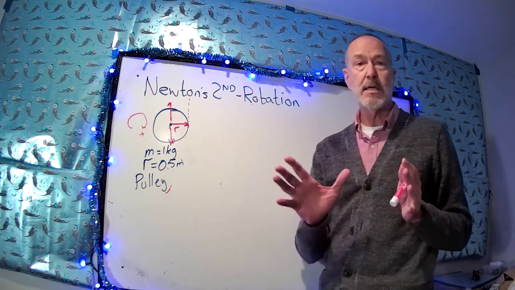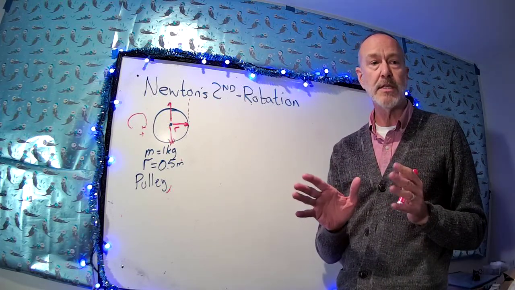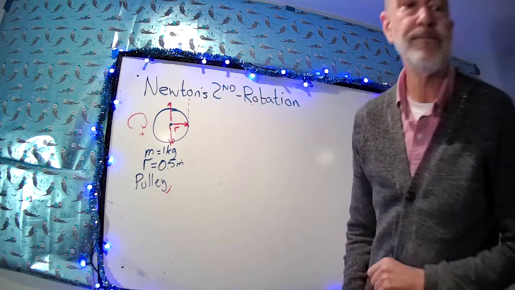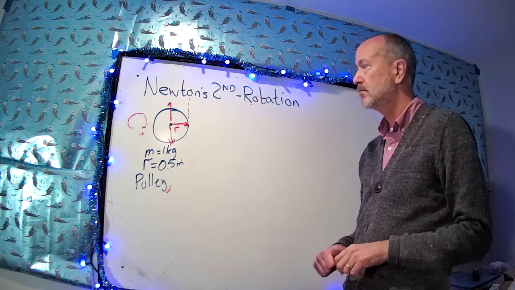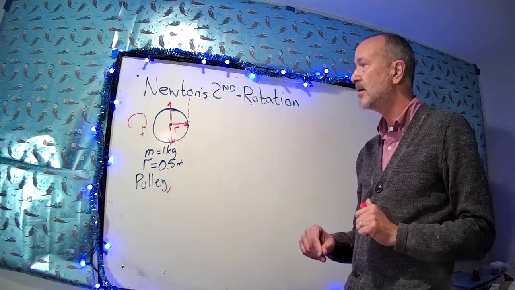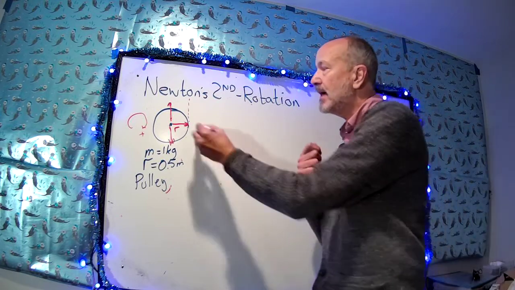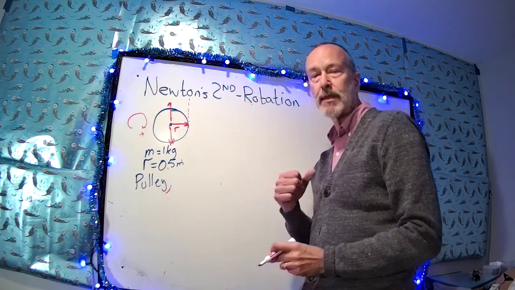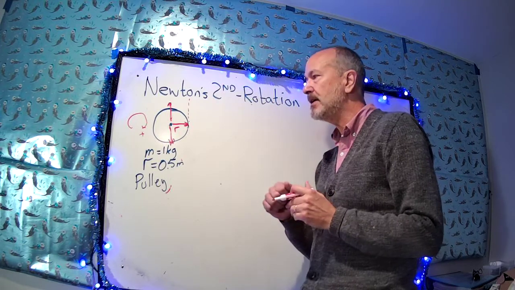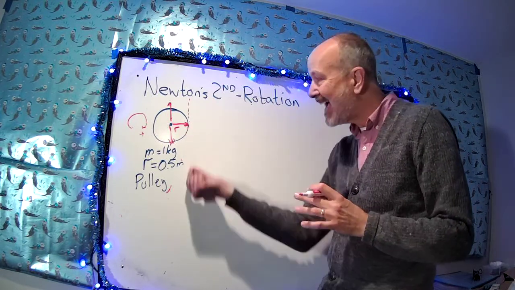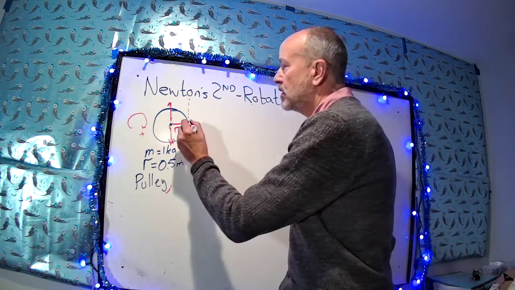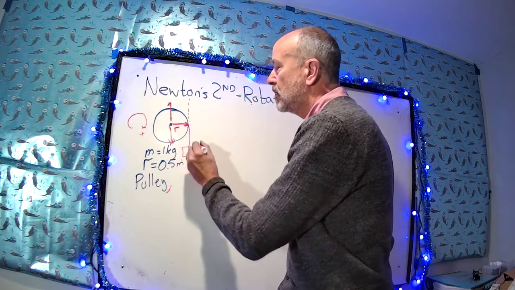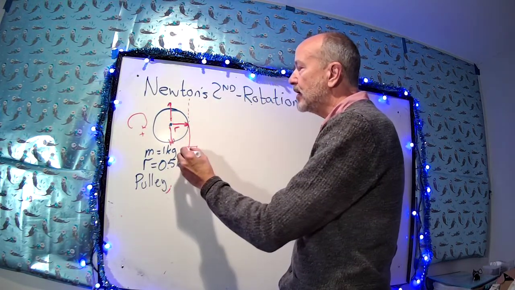Okay, in the last Newton's second law discussion, what I did was I applied a force right there. But much more typically, you would actually have something hanging there. And let's say it's 2 kilograms.